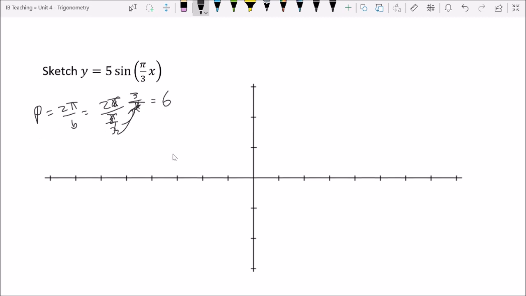That's the period. So remember, we come out 4 notches. 1, 2, 3, 4. We put a 6. 4 more, that'd be 6 more, so 12, which means this is 3, and that's 9. All right, I've got my horizontal axis labeled.